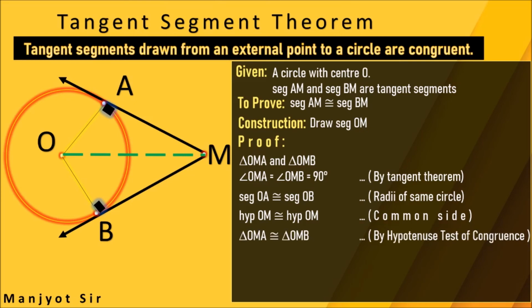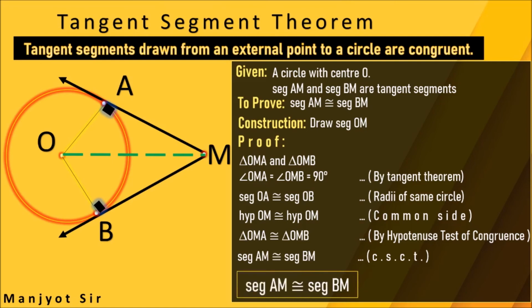Now if you remember students, our purpose was to get segment AM and segment BM congruent. Since these two triangles are congruent, we can say segment AM is congruent to segment BM. The reason will be corresponding sides of congruent triangles, that is CSCT, and hence we got the proof that tangent segment AM is congruent to tangent segment BM. I hope everyone is clear with the proof of the tangent segment theorem.